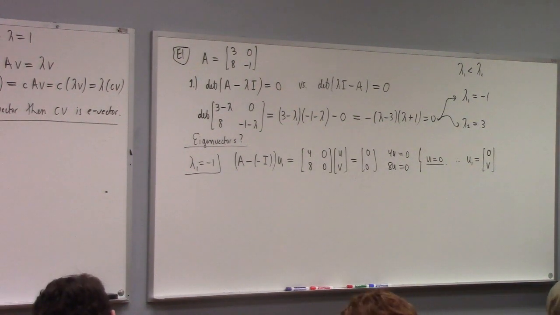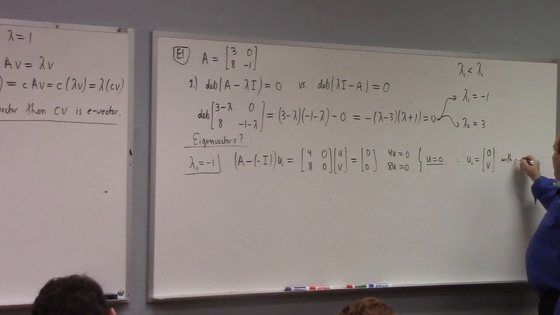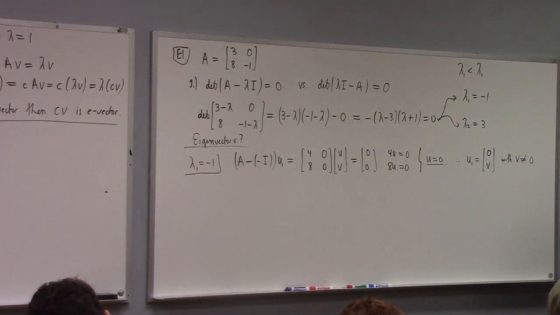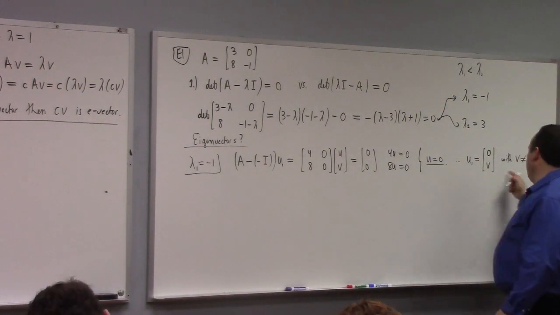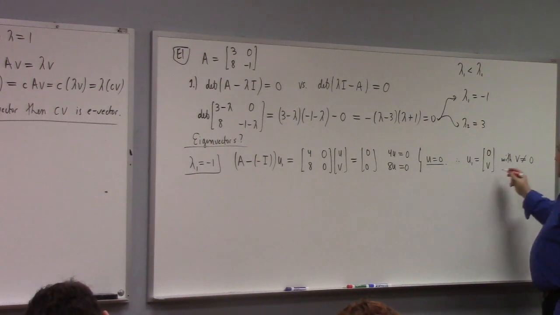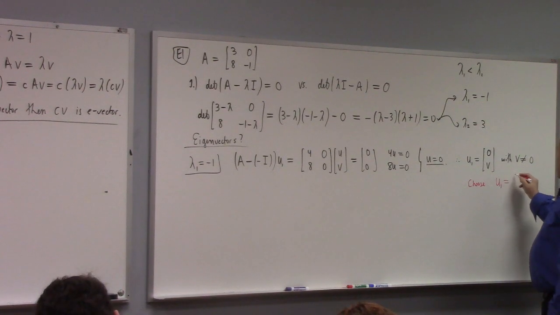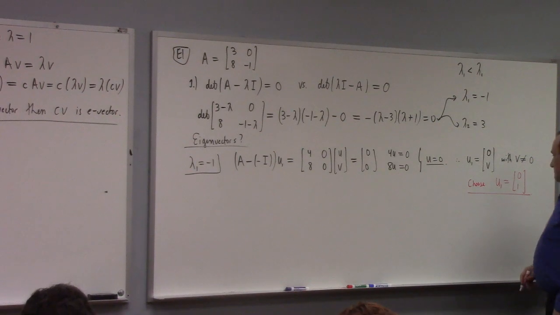So how many choices are there for v? v not equal to 0. We can't let v be 0. Now, I don't like to have a whole family here. So I'm just going to choose u1 equal to (0, 1) for the sake of specificity. That's a good choice because that makes the vector have length 1.